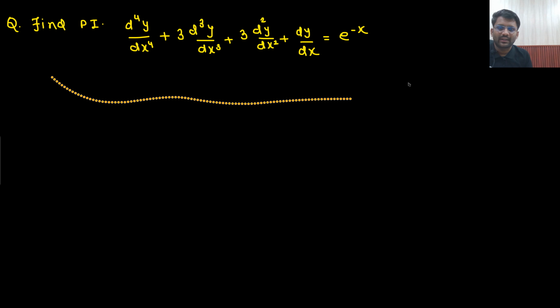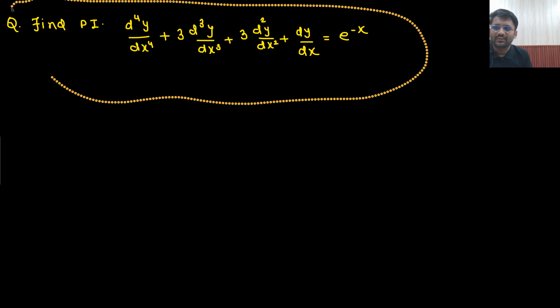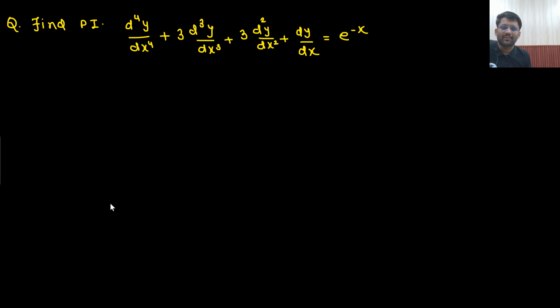What I can do is take this question, or let's keep it here only. Forget about it. This is what we are supposed to solve: d to the power 4 y by dx to the power 4 + 3 d to the power 3 y by dx to the power 3 and so on. Only PI they are asking. So CF we will be able to find out, but we don't need to find it. Only the particular integral we are supposed to find out.